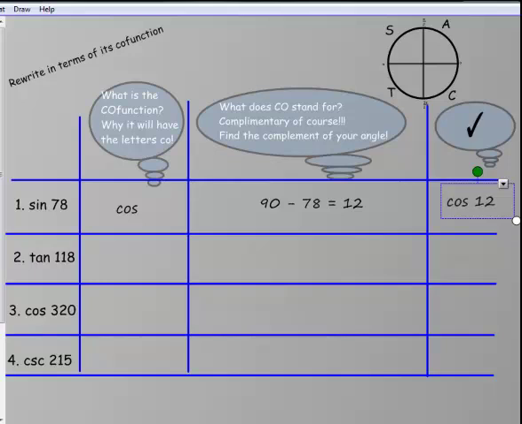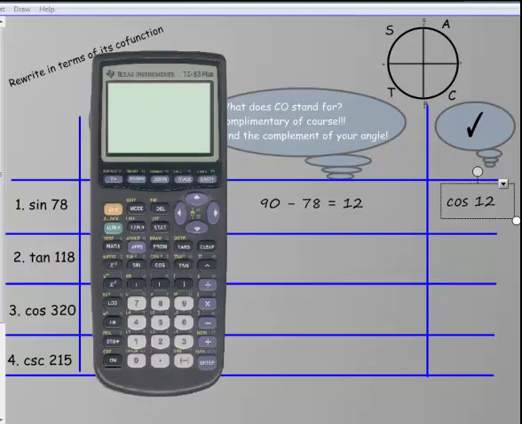And if I take out my calculator, I can always check myself to make sure that I get 100 on this. So I can just type in the sine of 78. I can take the cosine of 12, and they get the same answer, so therefore I'm okay.